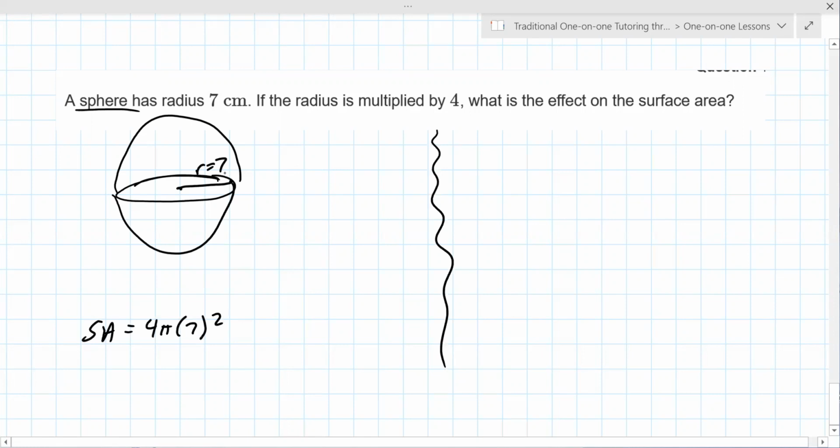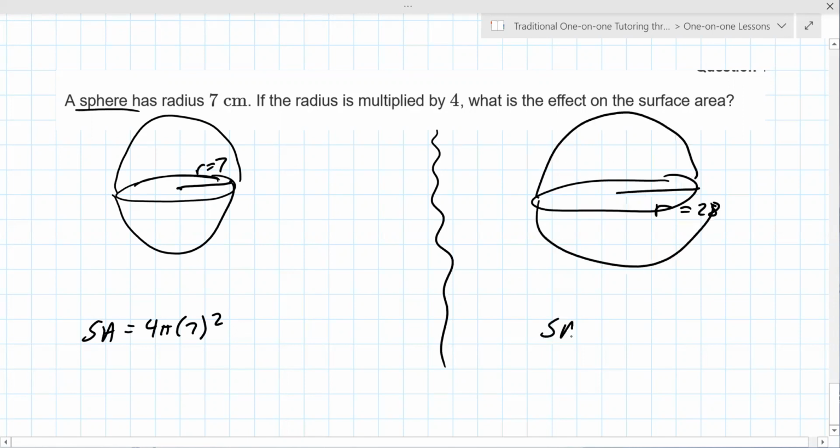Okay. And then the radius is multiplied by 4. So over here, the radius is 28. So its surface area is 4 pi 28 squared. So both of these numbers are going to have a pi in it. So just give it to me with the pi. Okay.